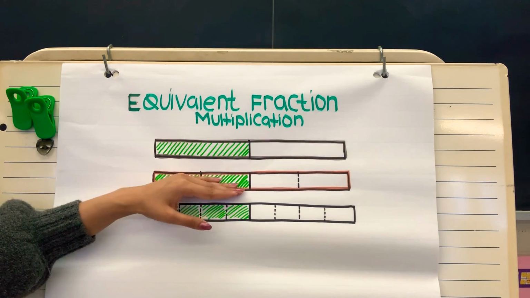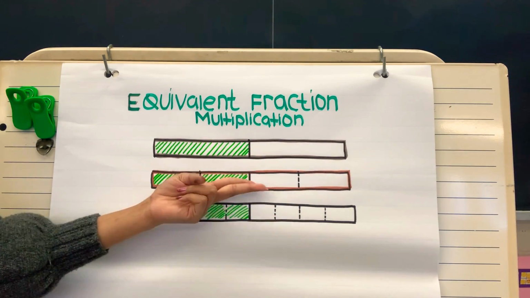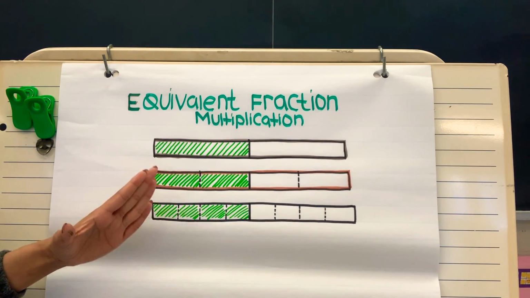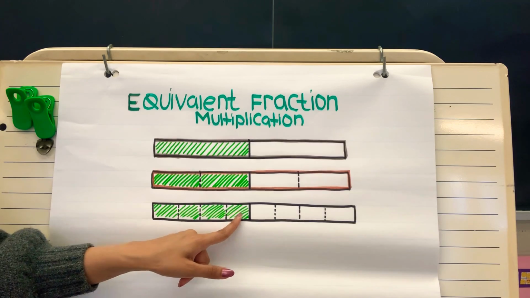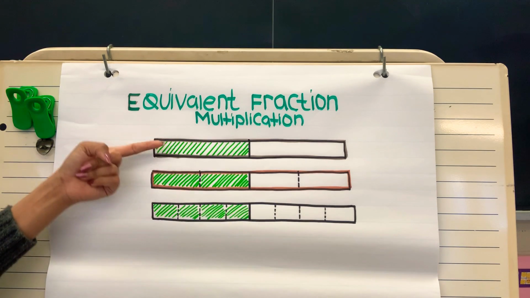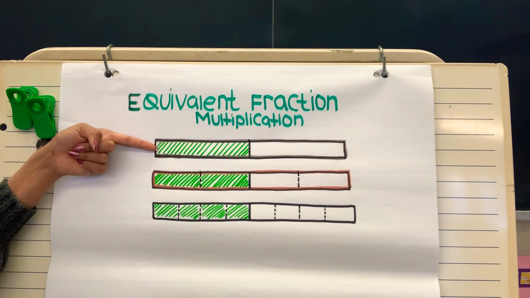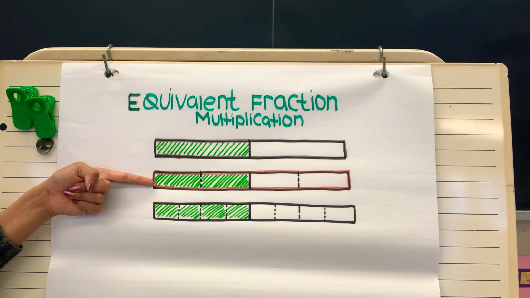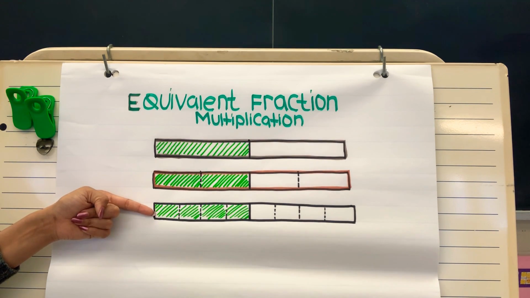Then when we double up 4, what do we get? We get 8. So 1, 2, 3, 4, I doubled it up and it became 8. So I was able to divide up this bar into eighths. So 1, 2, 3, 4, 5, 6, 7, 8. And now I have 4 shaded parts. First I have 1 shaded part, then I have 2 shaded parts. When I double up my 2, I get 4. So each time the numerator, the top, and the denominator are doubled.